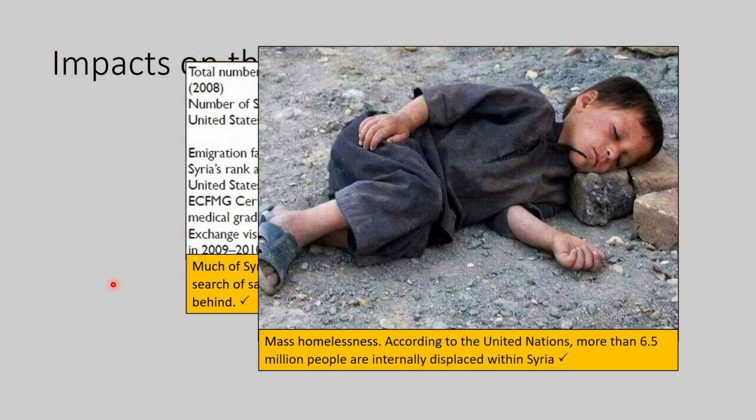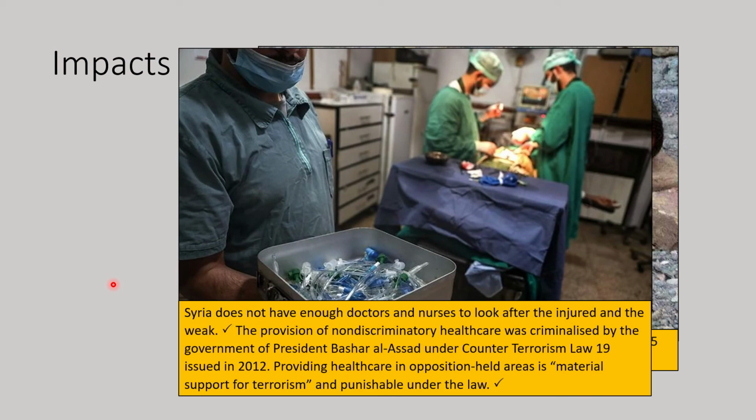Mass homelessness is another key impact. According to the UN, 6.5 million people are internally displaced within Syria. Let's not forget that. Yes, some millions of people have fled over the borders into other countries because they are fleeing violence. But 6.5 million people are homeless within their own country. So that's another really saddening impact.